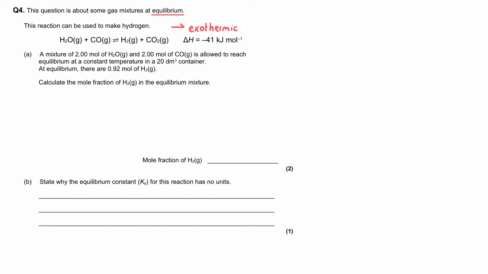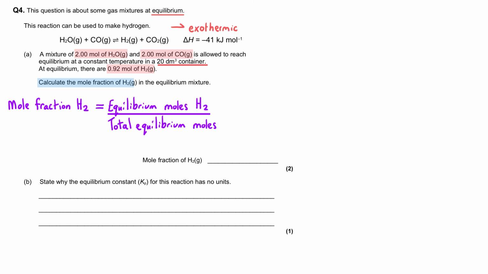A mixture of 2 moles of water and 2 moles of carbon monoxide is allowed to reach equilibrium at a constant temperature in a 20 dm cubed container. At equilibrium, there are 0.92 moles of hydrogen. Calculate the mole fraction of hydrogen in the equilibrium mixture. Well, we calculate the mole fraction of something, in this case hydrogen, by taking the equilibrium moles of that thing and dividing it by the total equilibrium moles of everything that is a gas present in the equilibrium mixture.